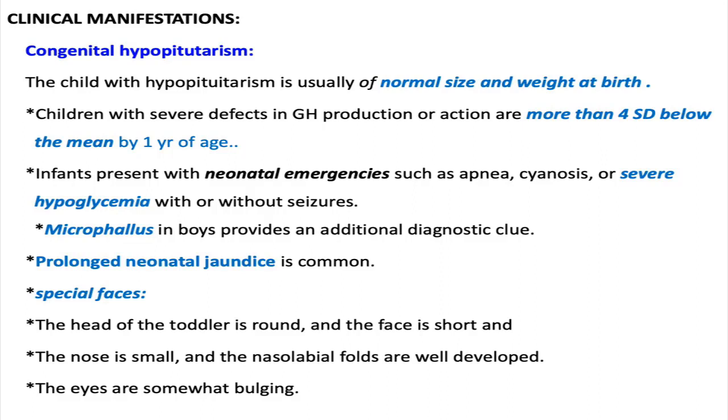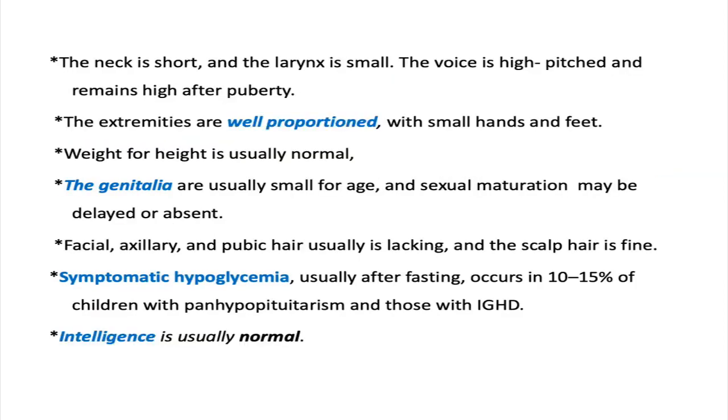In addition to that, there are special facies for the patient with congenital pituitary or growth hormone deficiency. The head of the toddler is usually round, and the face is short. The nose is small, and nasolabial folds are well developed. The eyes are somewhat bulging. The neck is short and the larynx is small. The voice is high-pitched and remains so after puberty.